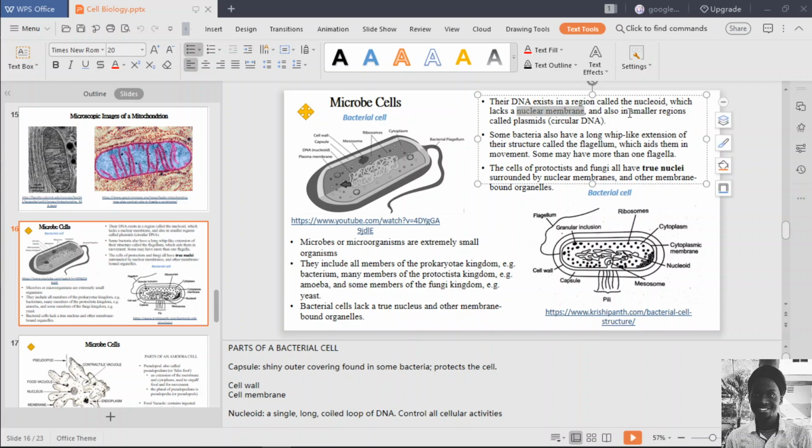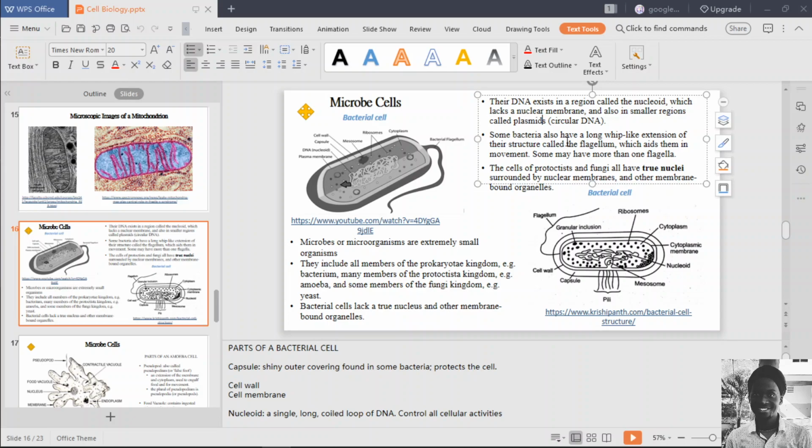Also, in smaller regions you have DNA called plasmids, and these plasmids are basically circular DNA. If you look at this image here, you will see this web of structure. This is the scattered DNA, the main DNA of the bacterial cell, but you have this circular DNA here, like this little circle. These are plasmids. We have one here, also one here. But not all bacterial cells have plasmids. Some have plasmids, some do not.